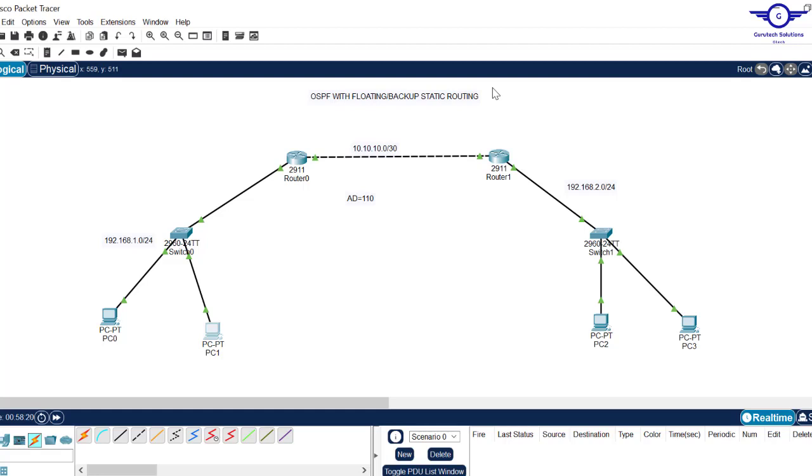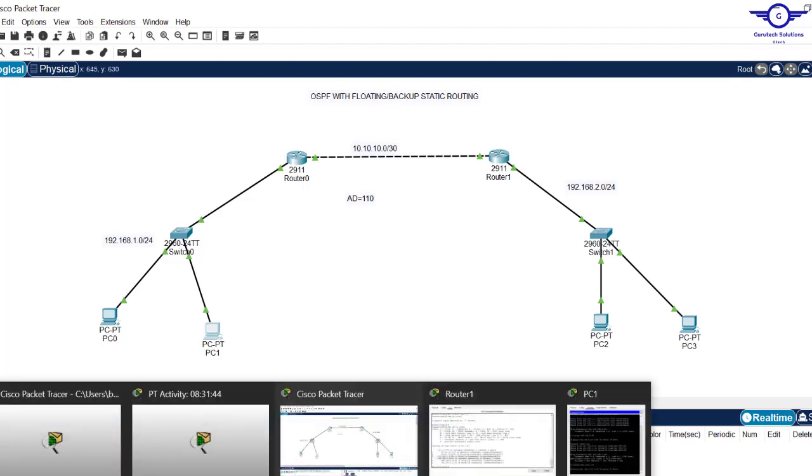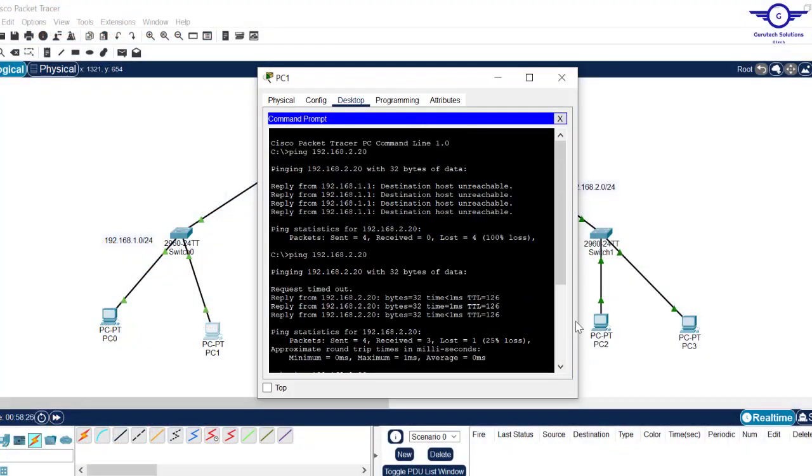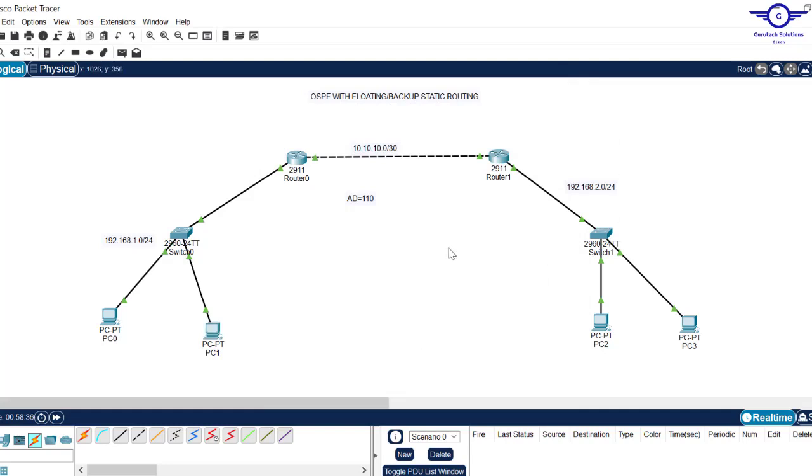So that's how to configure a default static route in any topology that you come across. You can see the communication has just gone through, and that's how to do it. Very, very simple. So maybe if you have any questions, I can further explain to you.